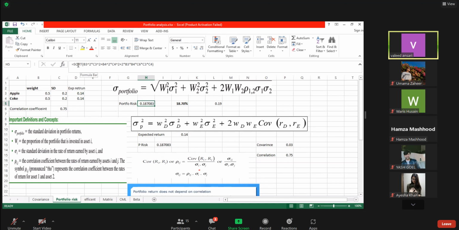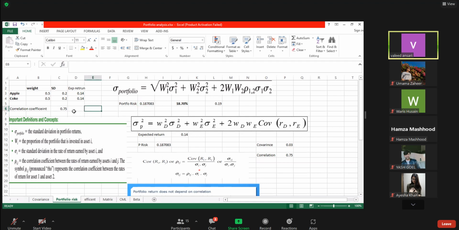But I have taken the square root. One can also do it separately in another cell. For example, instead of directly doing this, one can put equals, refer to the cell shown, and then take the square root. Now let me make some changes and see what happens.